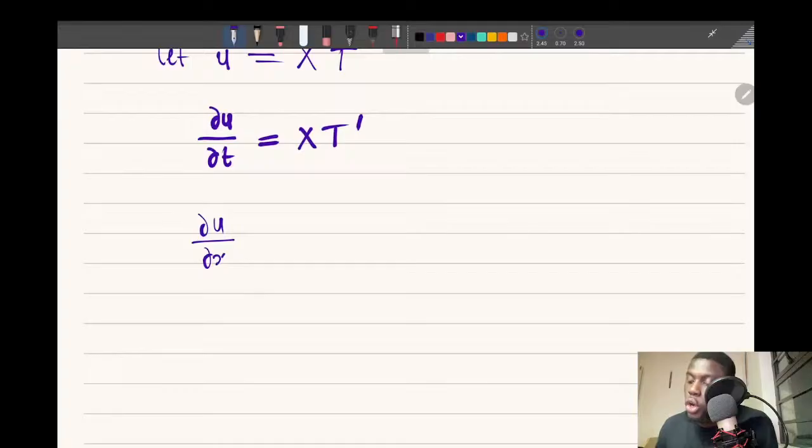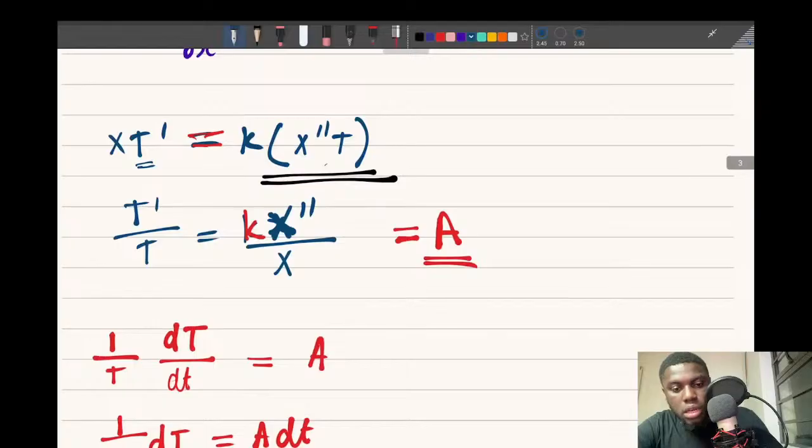Now we need to work on this one now. What are we going to do with it? We're going to work on it until we find x, because what we are interested in finding is x.